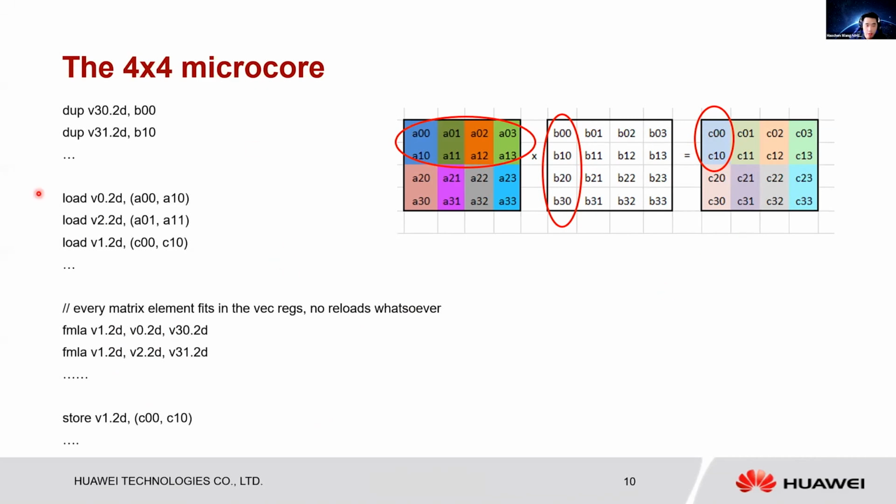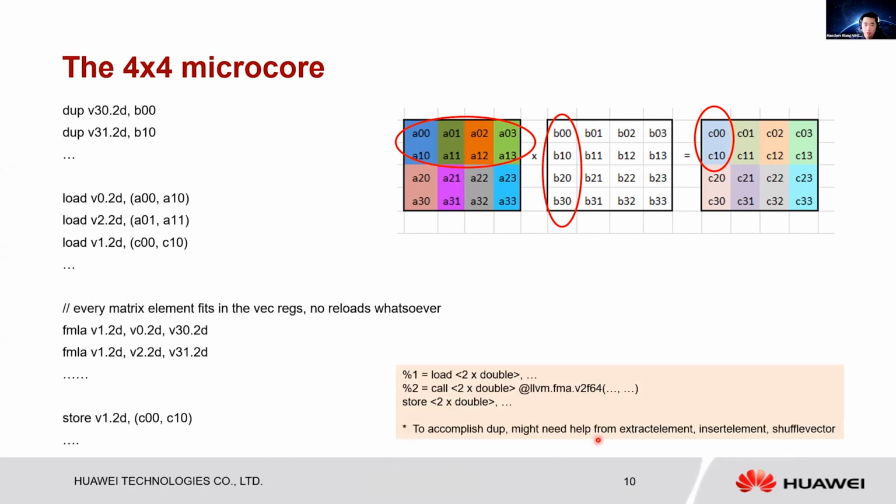This is written in a pseudo AArch64 assembly, but of course, you can do an LLVM IR version of this. You also have load vectors, store vectors, and you also have FMAs for double precisions. And to accomplish this duplicate instruction in LLVM IR, you might need to do a little bit of vector surgery, like extract element or shuffle vector, but it's of course possible.